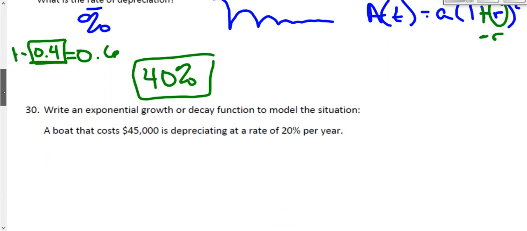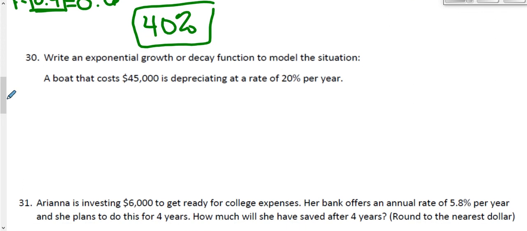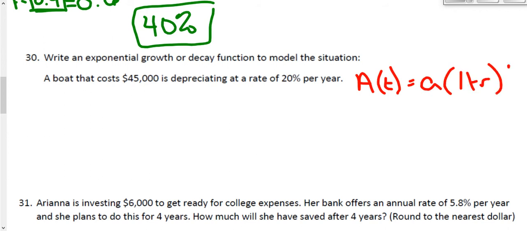All right. Question 30. Write an exponential growth or decay function to model the situation. Again, these formulas will be given to you. The one that you will use most often is A of t is the original value A times 1 plus the rate to the t power. So let's take a look at what these mean.